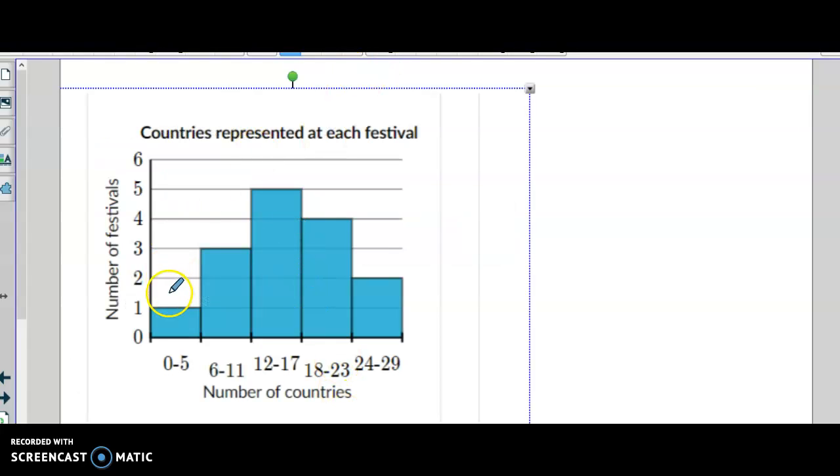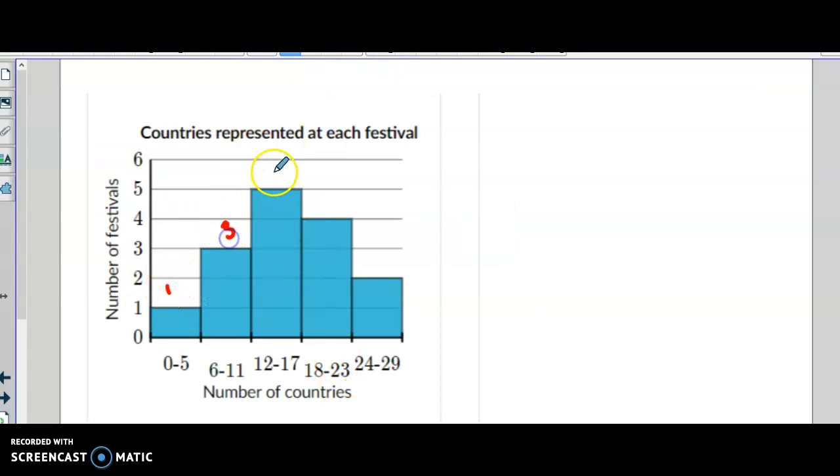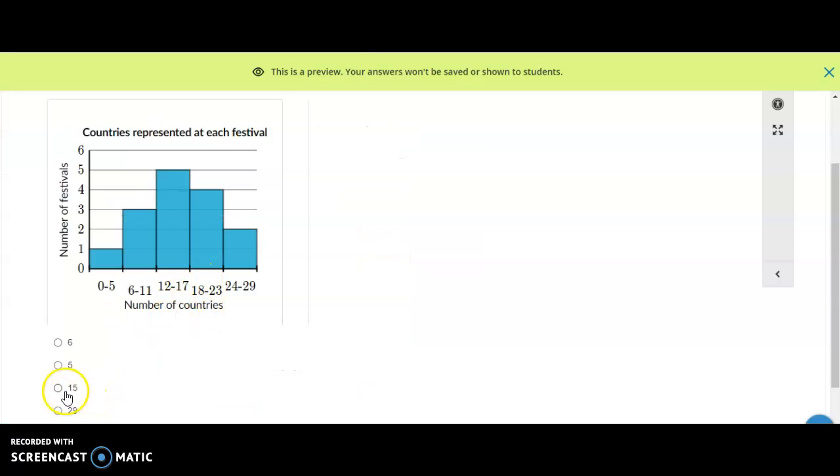And here it is. So you would say this is 1, this is 3, 5, 4, and then 2. So 1 plus 3 is 4, plus 5 is 9, plus 4 is 13, plus 2 is 15. So the correct answer would be 15.